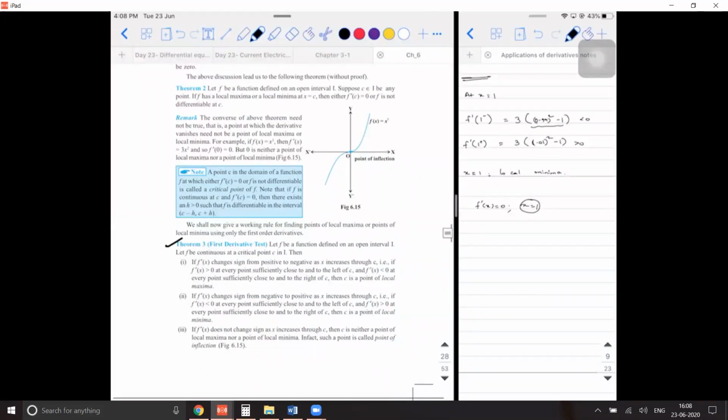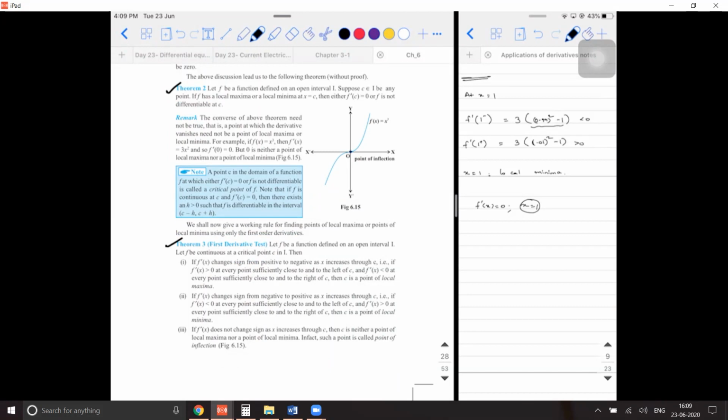If you go to theorem number 2, what is it stating? Let f be a function defined on the open interval I. Suppose C is a point which belongs to I, any point. If f has local maxima and local minima at x is equal to C, then either f dash of C is equal to 0 or f is not differentiable at C. If this is happening, then this point is called the point of inflection.